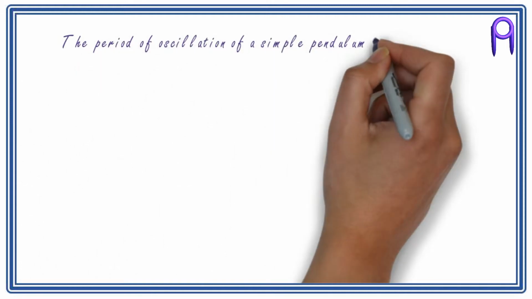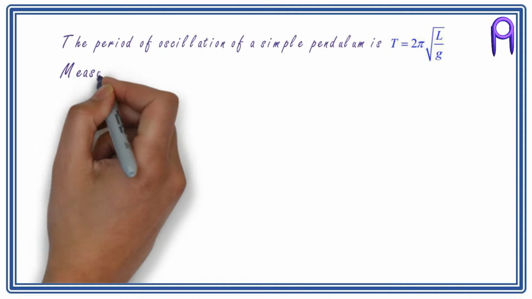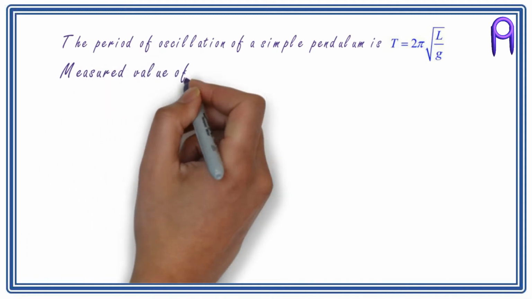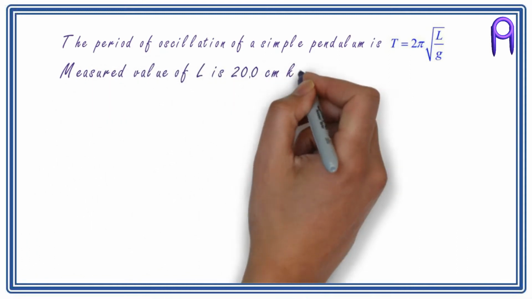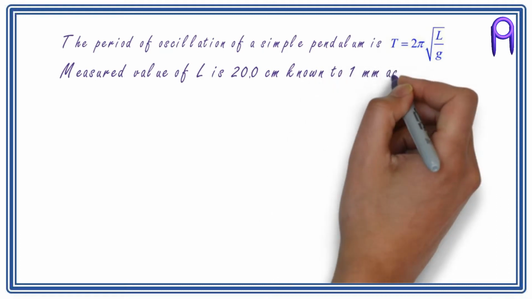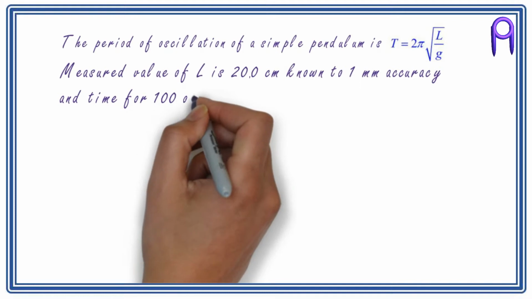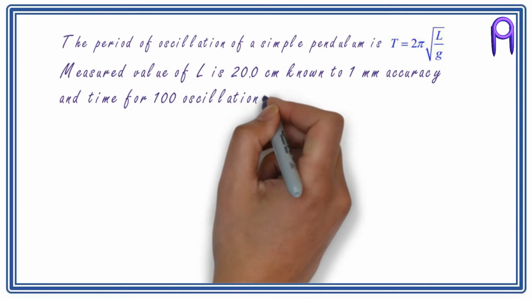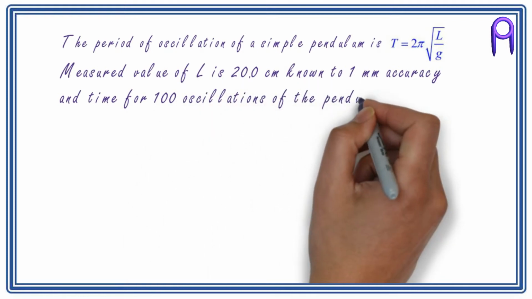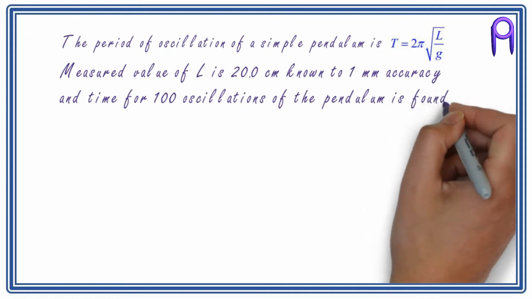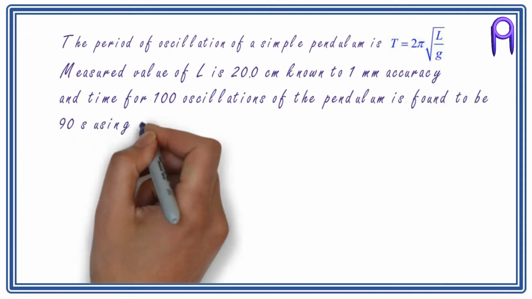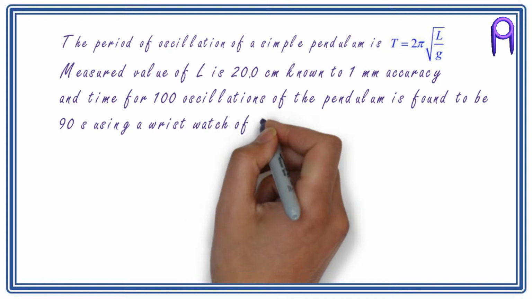The period of oscillation of a simple pendulum is T equals 2π√(L/g). The measured value of L is 20 cm, known to 1 mm accuracy, and the time for 100 oscillations of the pendulum is found to be 90 seconds using a wristwatch of 1 second resolution.